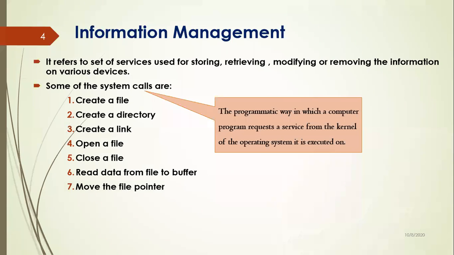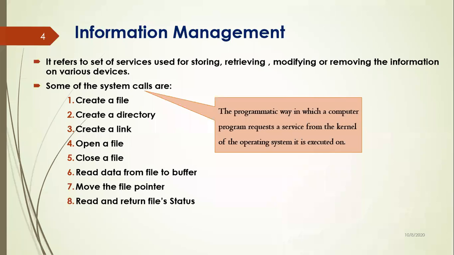Move the file pointer. Move file pointer means what? Suppose I want to write something inside the file at the second line. So what I will do, I'll move my cursor to the second line. So that is nothing but what? I'm moving my file pointer to the second line.